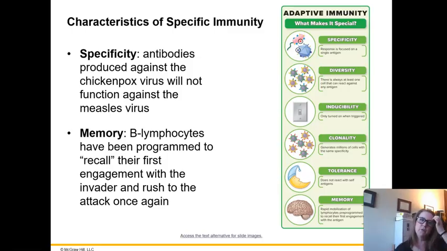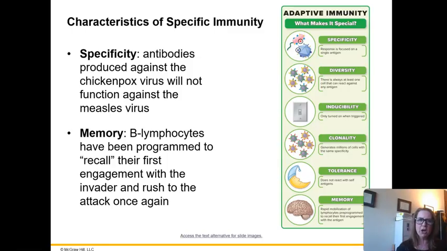So what we know is that these antibodies are specific to the very antigen you've been exposed to. So it's not going to be specific to something else. Specificity is super important. Antibodies produced against, for example, the chickenpox virus are not going to work against the measles virus, right? That's not a thing. And that's the beauty of antibodies, they're highly specific.